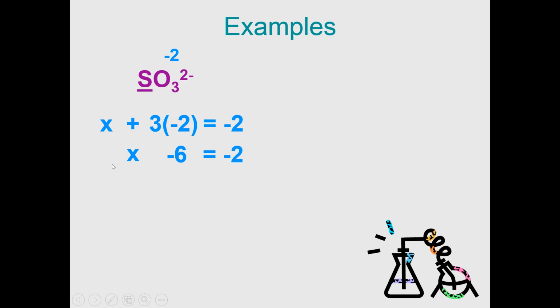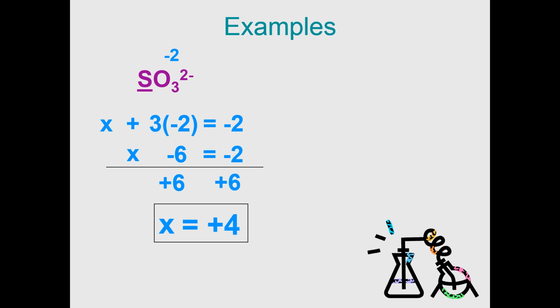To isolate x, I need to get rid of this -6 on the same side, so I'm going to do the opposite. Since it's like subtracting 6, I'm going to add 6 to both sides. And then I end up with x equals positive 4, because -2 plus 6 equals positive 4. And if you're not really good at adding and subtracting negative and positive integers, go ahead and use a calculator. It's okay. It's there for you, so you might as well use it.